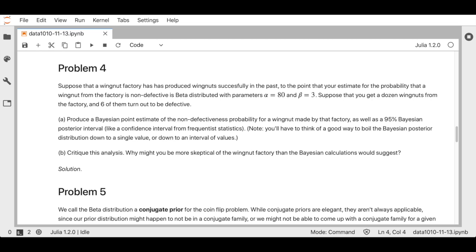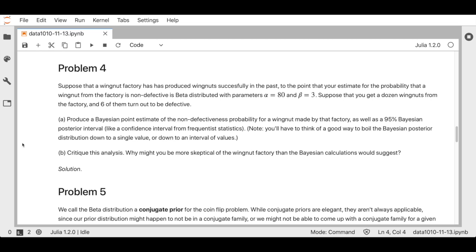But then you get a dozen wingnuts from the factory and half of them turn out to be defective. So the question is, how does this update our beliefs about the factory's non-defectiveness probability? And also, how can we boil that down instead of describing it as a full distribution to just a number or maybe an interval, analogous to a confidence interval from frequentist statistics?